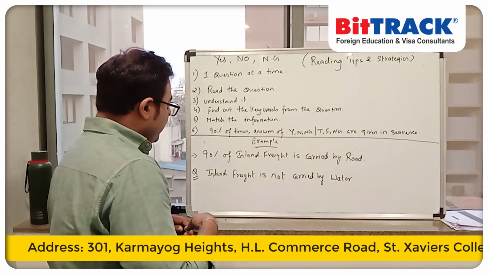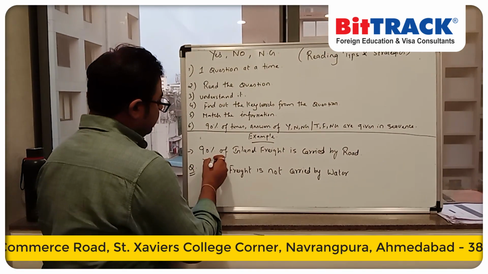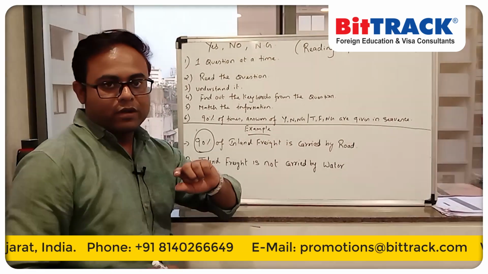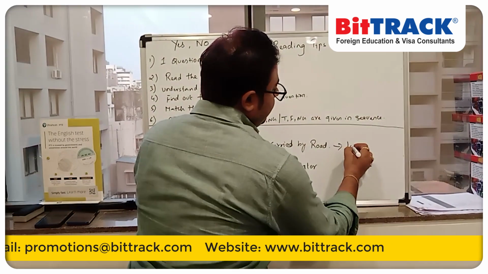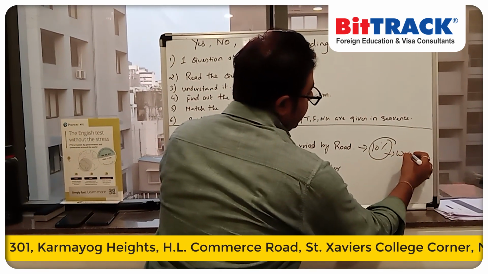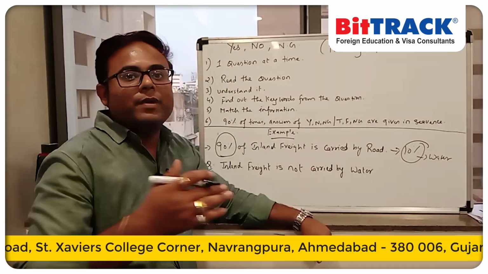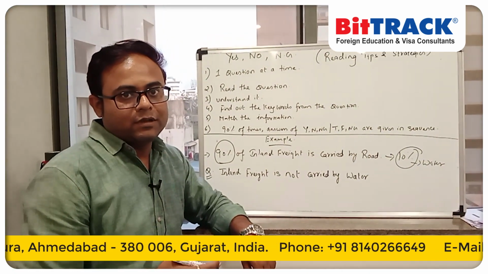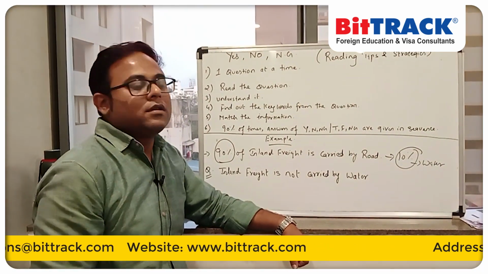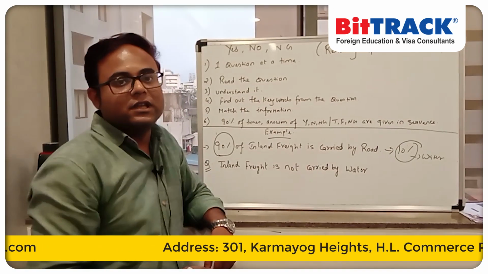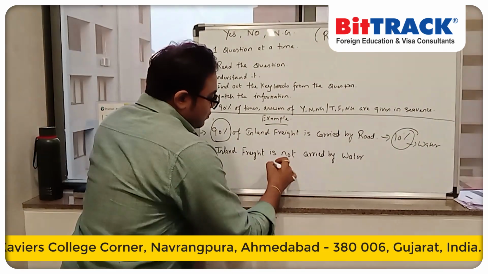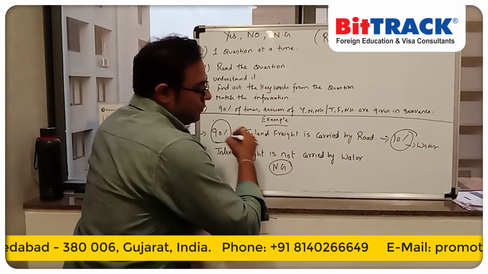Now we only have information of 90%. That means 90% is done by road. We are still remaining with 10%. So that 10% could include water, or it may not include water as well. Because we don't have the entire information, we cannot compare it with the given question. So that is why the answer for this question is not given.